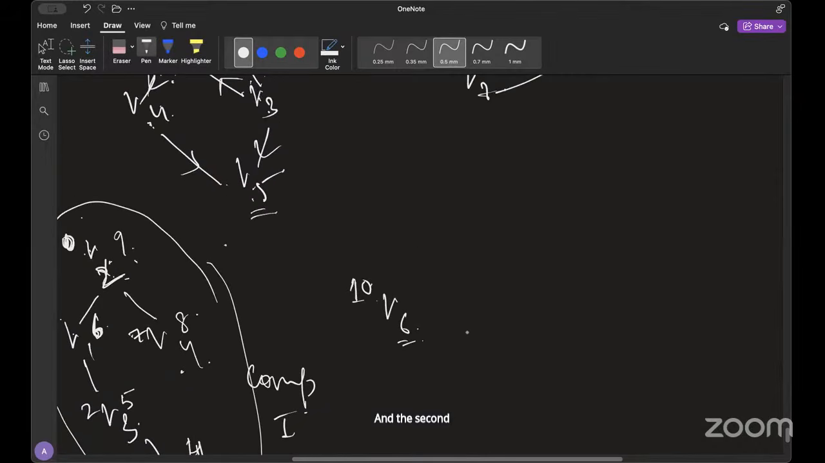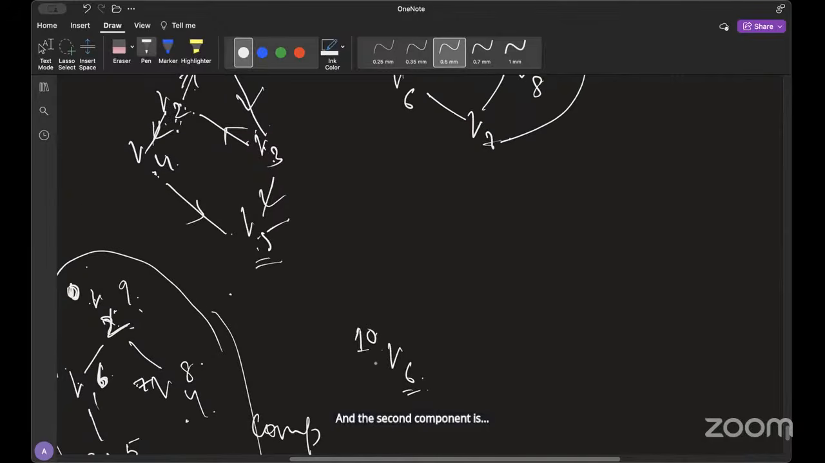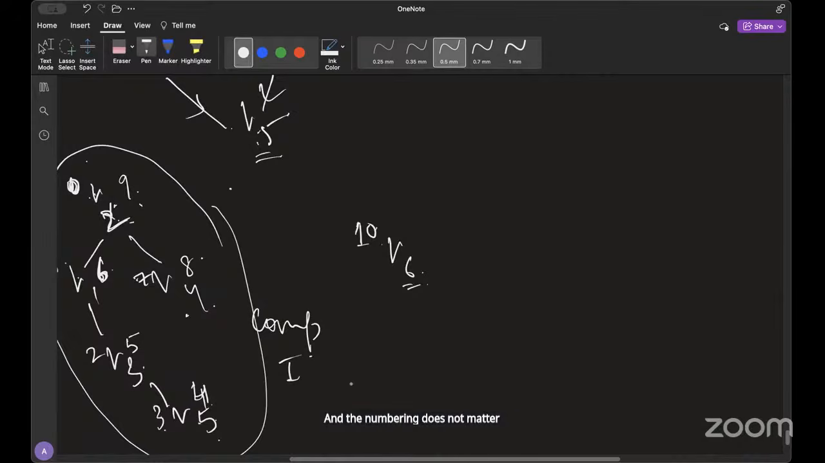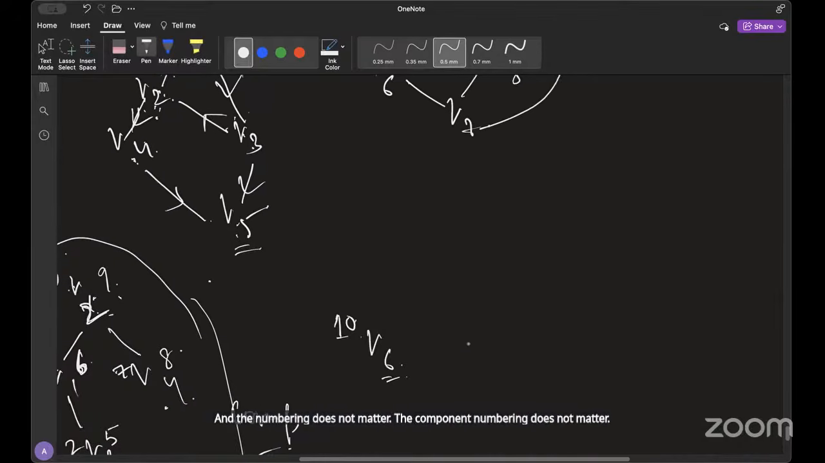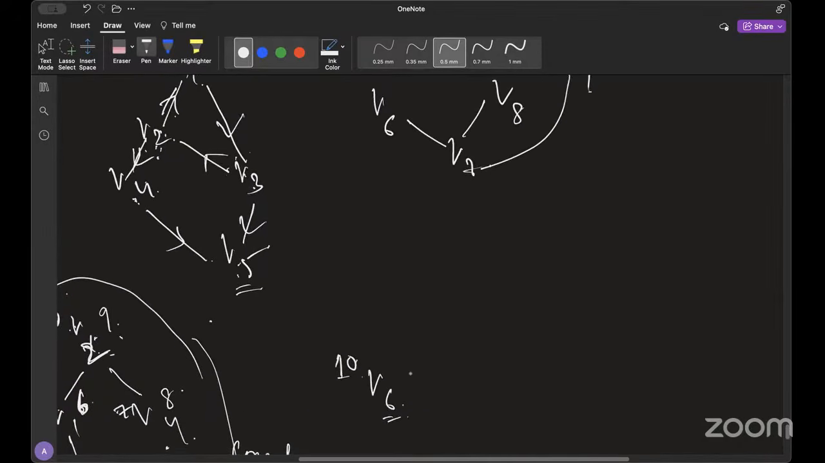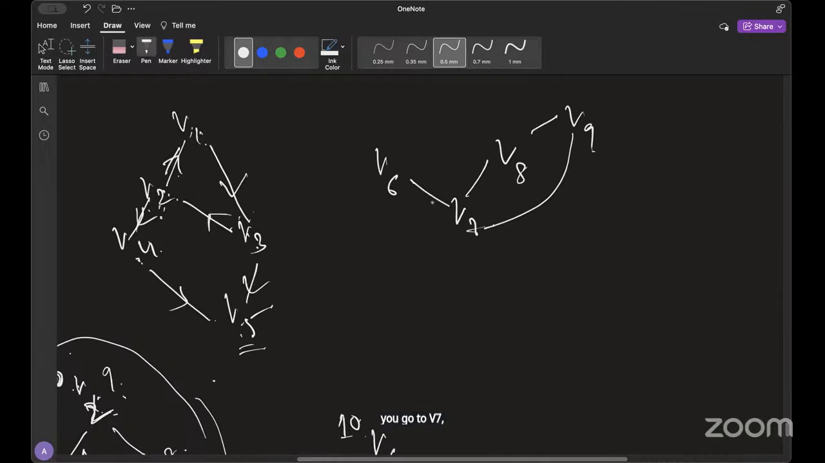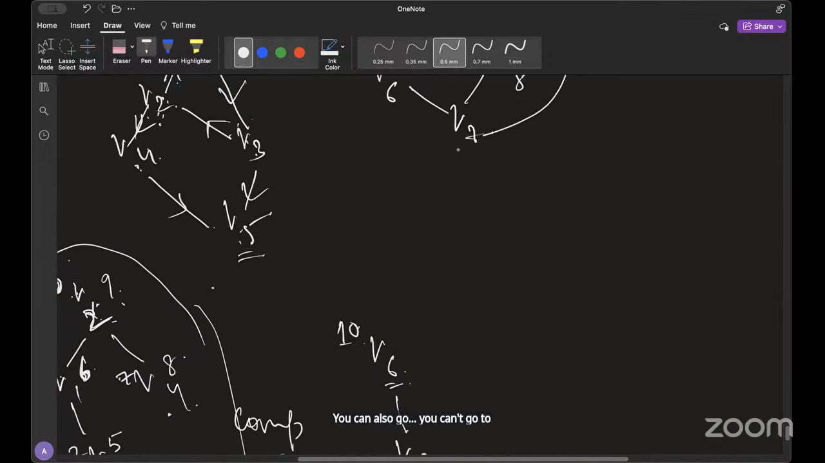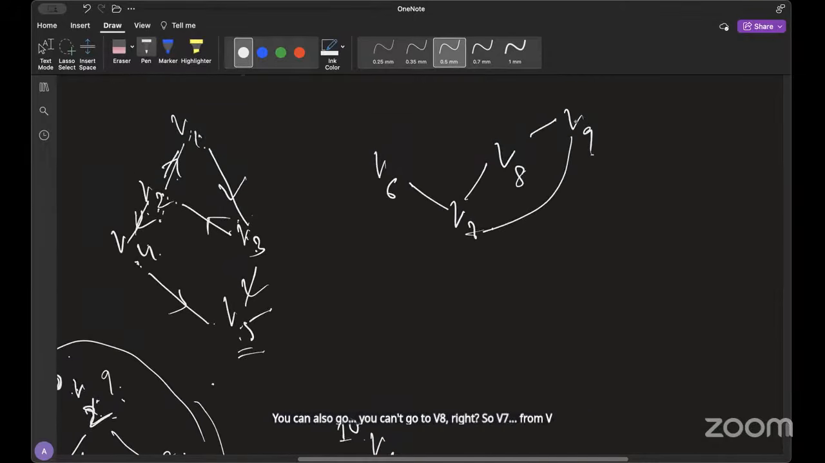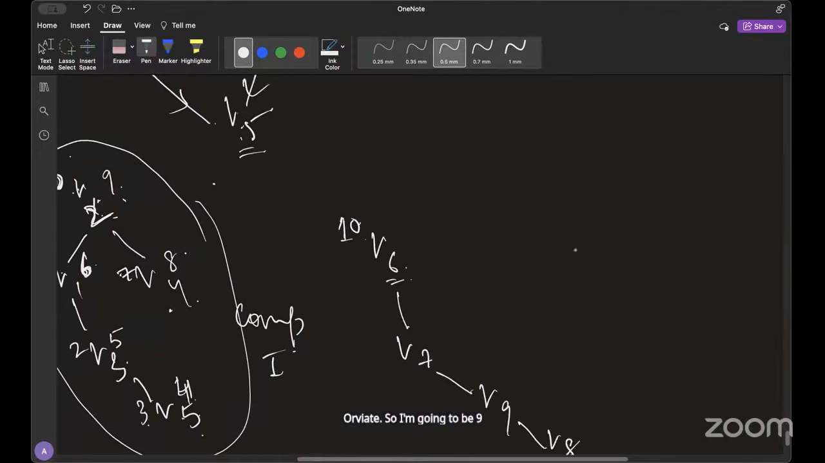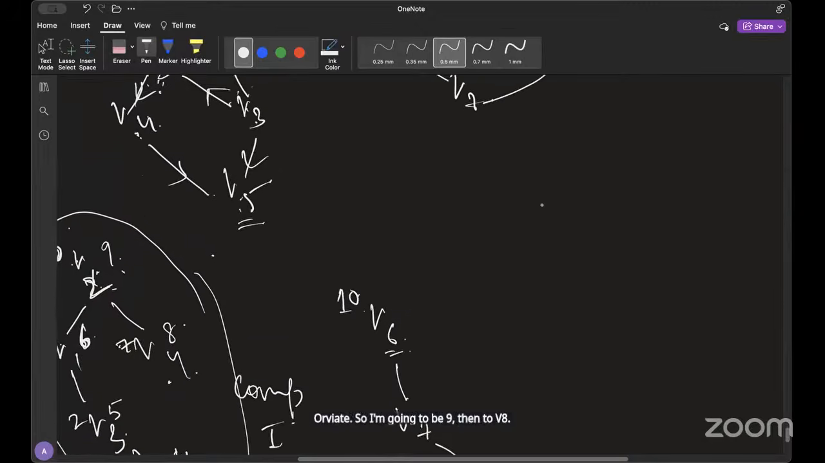And the second component is, and the numbering does not matter. The component numbering does not matter. So from V6, the pre-number is 10. You go to V7. You can't go to V8, right? So from V7, you can go to V9 or V8. So I'm going to V9, then to V8. And then we're done, right?